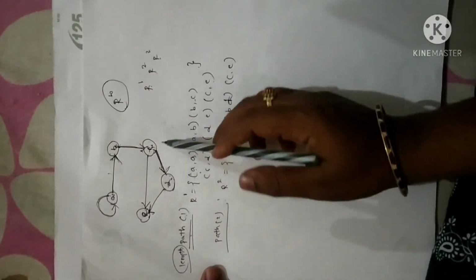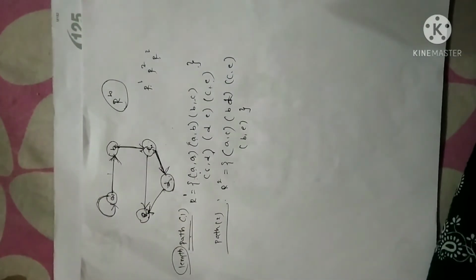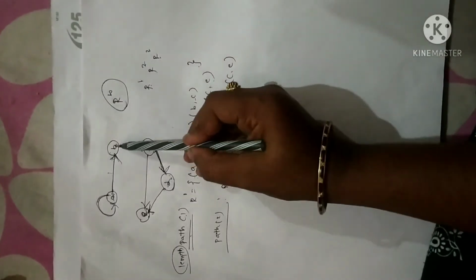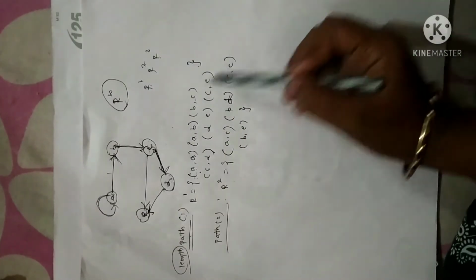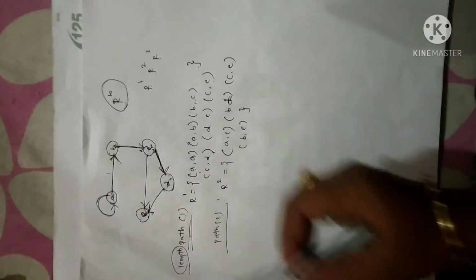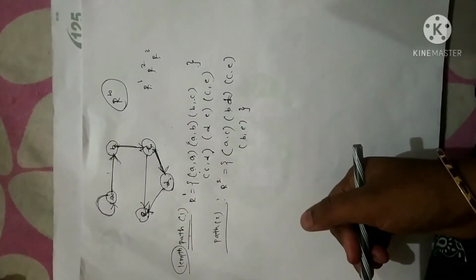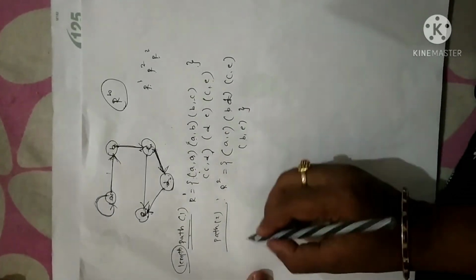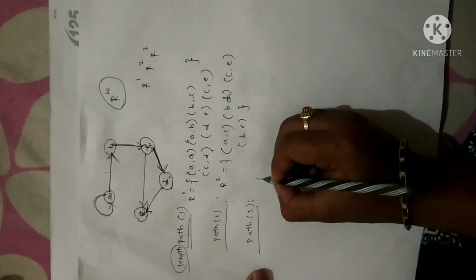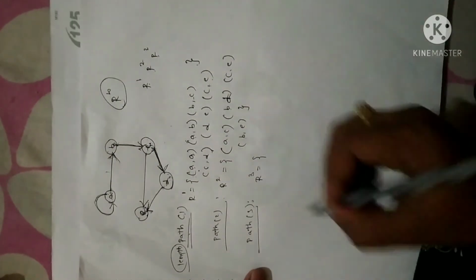Do we have any other possibility? Definitely we don't. If you want, you can check here. A to C, 1, 2, a path of length 2. B to D, 1, 2, a path of length 2. C to E, 1, 2. Again B to E, 1, 2. So we don't have any other choice to reach with a path of length 2. Now let me note the paths of length 3, which is represented by R power of 3.